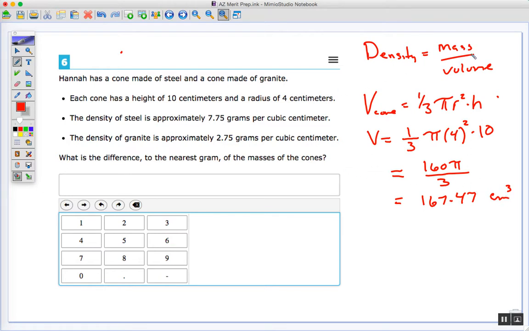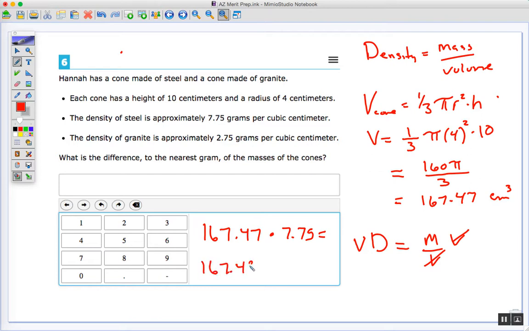Now we're going to solve for the mass of each figure. If density is equal to mass over volume, I'm going to rearrange this equation and multiply both sides by volume. So mass is equal to volume times density. We know that they both have the same volume. For steel, density is 7.75, and for granite, the density is 2.75. So we multiply this, and we get 1,297.89. And if we multiply this, we get 460.54.